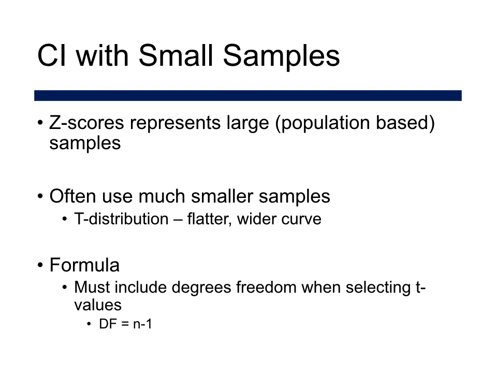What happens when we have small samples? Are z-scores appropriate? Well, z-scores are representative of large population-based samples. When we have a small sample size, typically below 30, we would use a t-score. And t-scores represent flatter, wider curves. The formula we use for the t-score is similar to what we used for the z-score previously. However, when selecting the proper score from the table, we would use something called degrees of freedom.